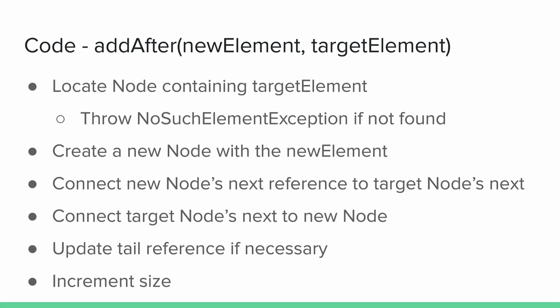The code we'll need in order to implement the addAfter method is only slightly more complicated than what we saw in the previous slide. We still begin by locating the node containing the target element, but the interface specifies that if we don't find the target element in the list, we need to throw a no such element exception. Once we've found the target element, we can create a new node to contain our new element, connect the new node's next reference to the target node's next reference, and then connect the target node's next to the new node. One thing we need to account for is the possibility that we've added after the existing tail node. So if we determine that the existing tail node was the target node, we will update tail to refer now to our new node instead. And then we finish up by incrementing size.